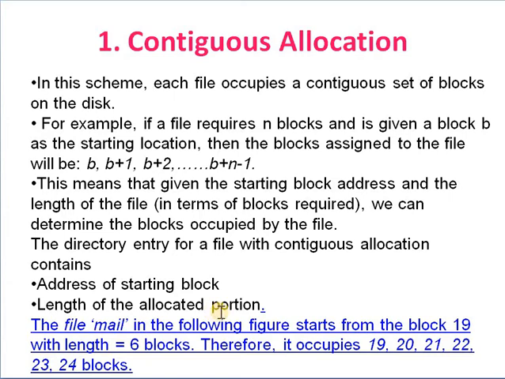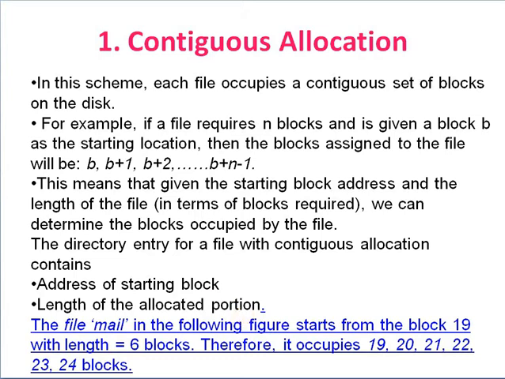When we create or store a particular file into memory, a directory entry is created in the operating system. And that directory entry contains two fields: the first one is the address of the starting block and the second one is the length of the allocated portion.